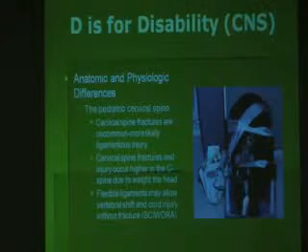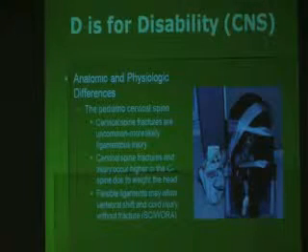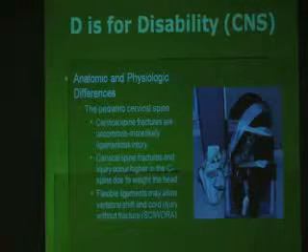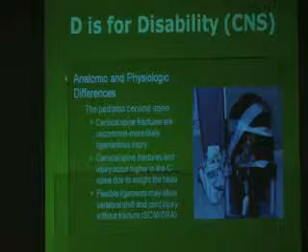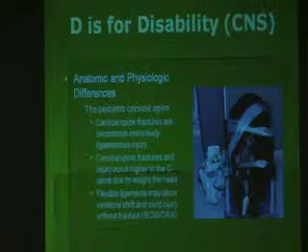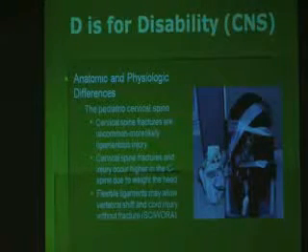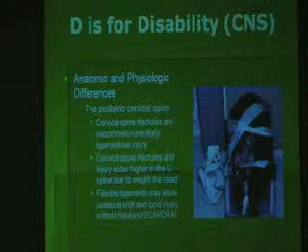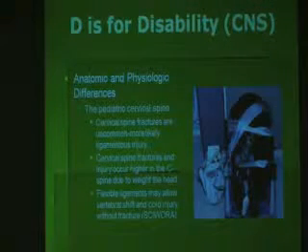So D is for disability. You want to think about, like I said, the cervical spine injury. Kids younger than 8 have the fulcrum of their spine at C1, C2. The C-spine doesn't become like an adult's until about 8 years of age. And because it is so cartilaginous, most of these kids don't have fractures.